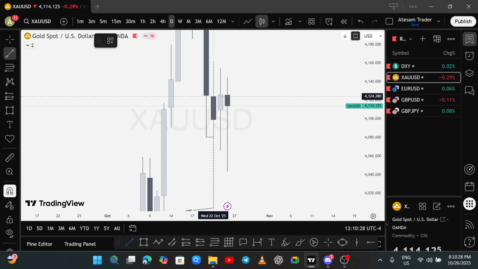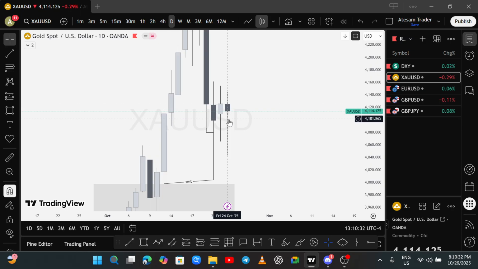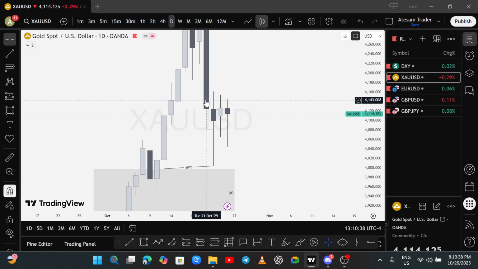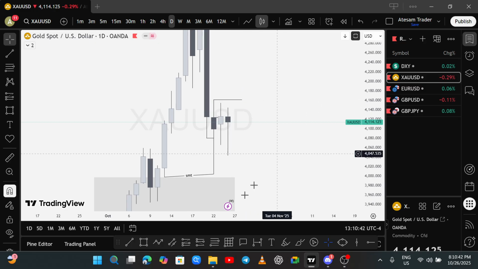What did this candle do? This candle closed above this down close candle. We have the swing formation, and this candle is supposed to expand. Why didn't it expand? So that means we are ranging. We are leaving this failure swing to the upside also.